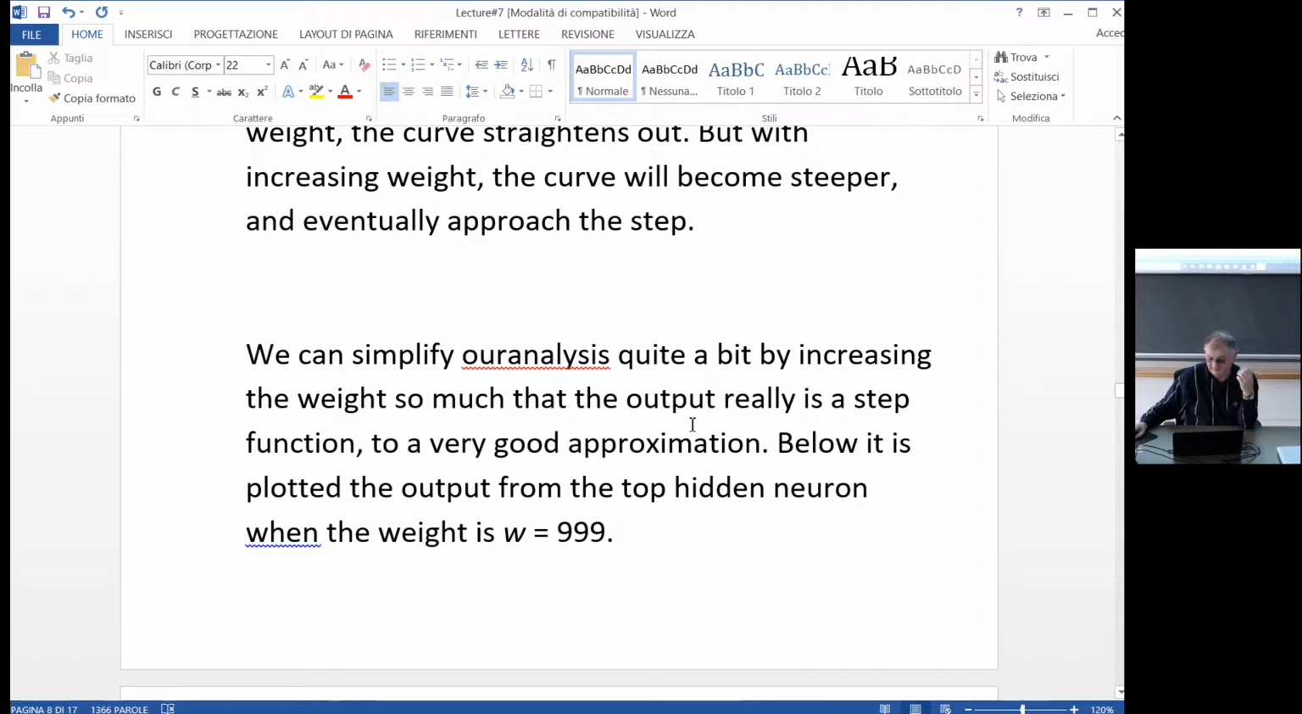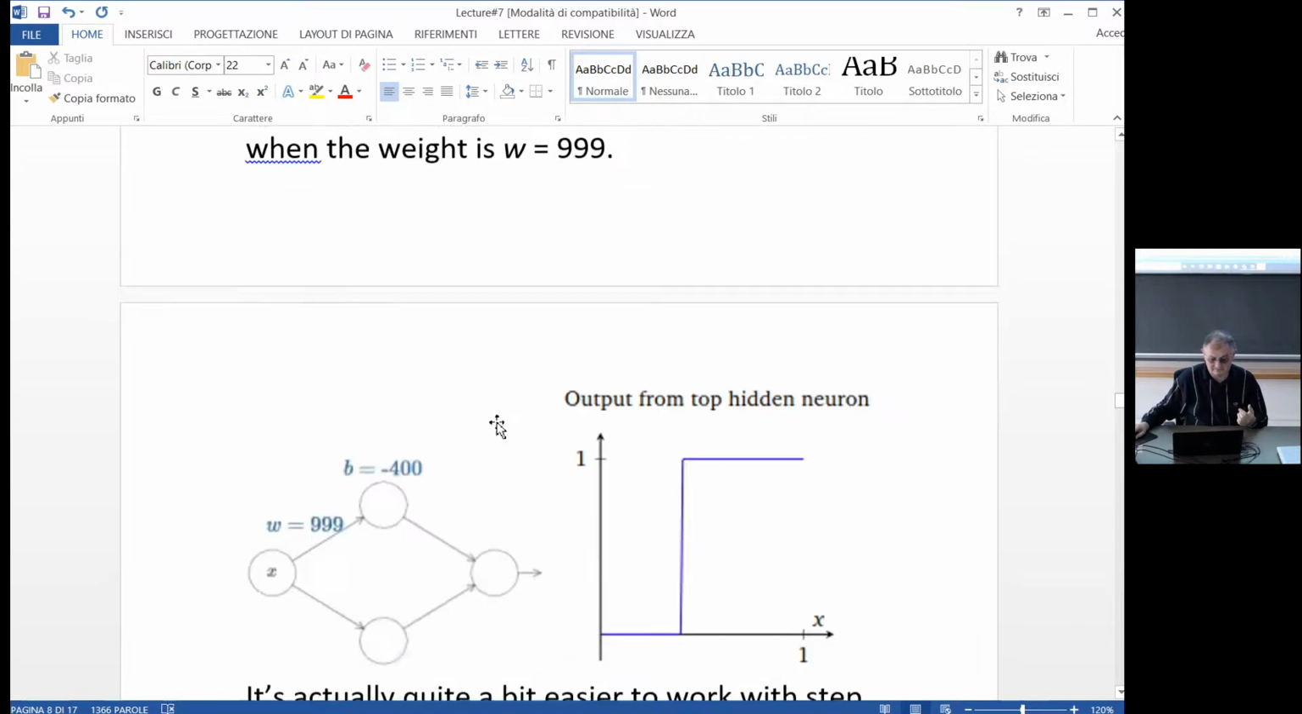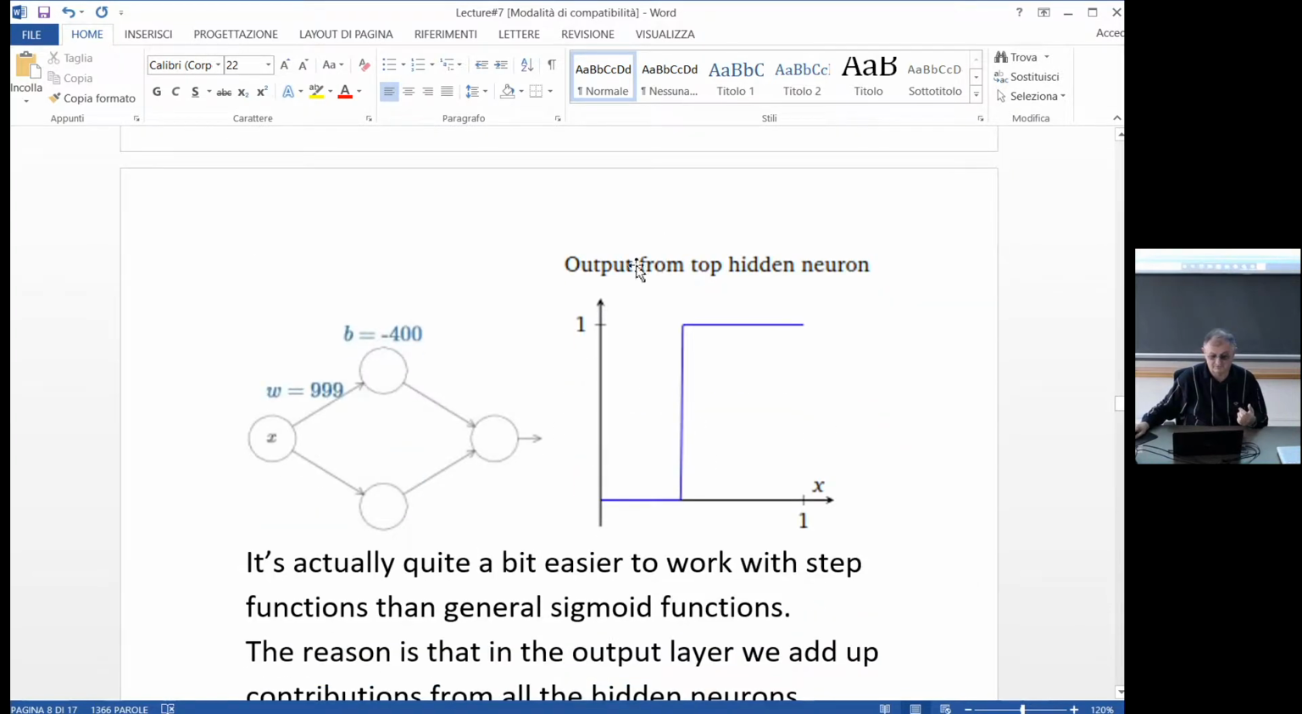So by increasing the weight, we can get almost a step function, a jump: 0, then 1. Below there is a plot of such a situation. So w is about 1,000, and b is equal to minus 400.